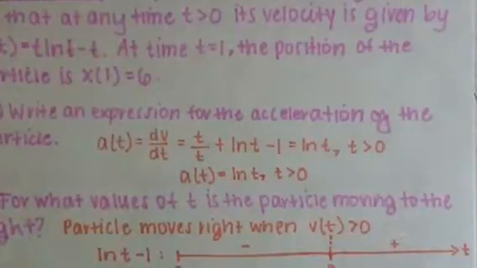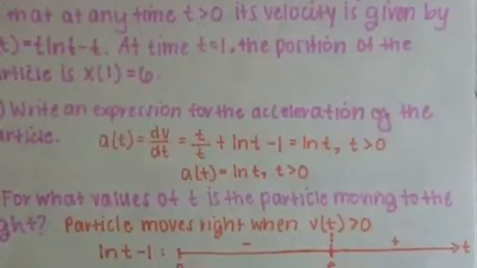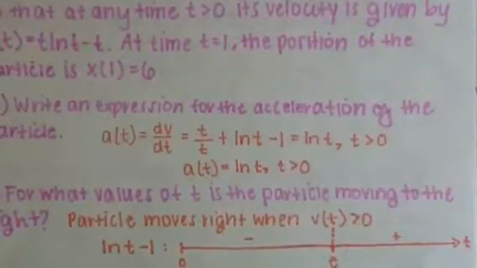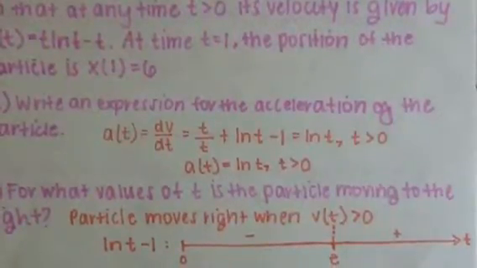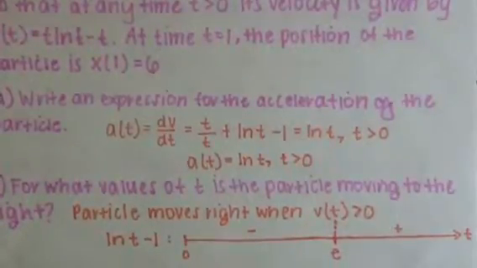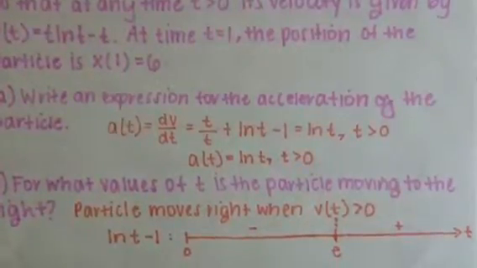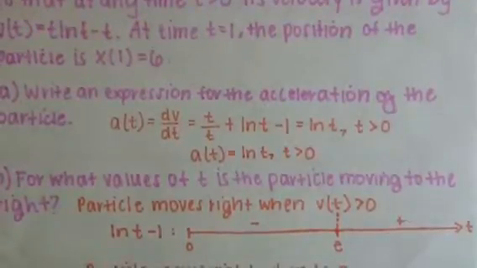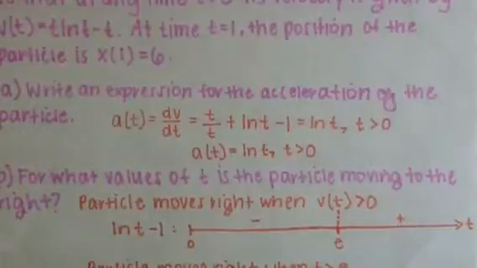A particle moves along the x-axis so that at any time t greater than 0, its velocity is given by v of t equals t times ln of t minus t. At time t equals 1, the position of the particle is x of 1 equals 6. Part A says, write an expression for the acceleration of the particle.